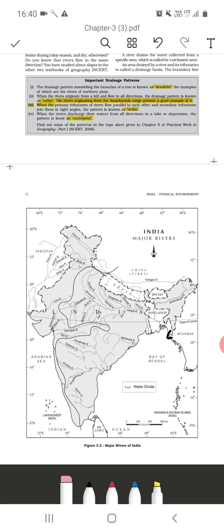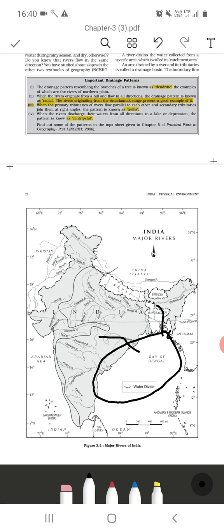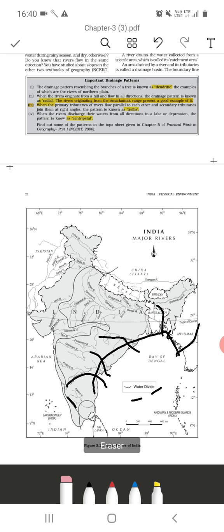In this, the major rivers flow parallel to each other and they are joined by their tributaries at right angle. The last one is centripetal drainage pattern. In such drainage pattern, rivers come from different directions and they fall in a lake or a depression. For example, here rivers are coming from the different directions, like Ganga and Brahmaputra from this direction, Mahanadi, then we have Godavari, then Krishna, and then Kaveri, and from here also we have several rivers. So these rivers are falling in a depression, in a bay. So this is the centripetal drainage pattern.